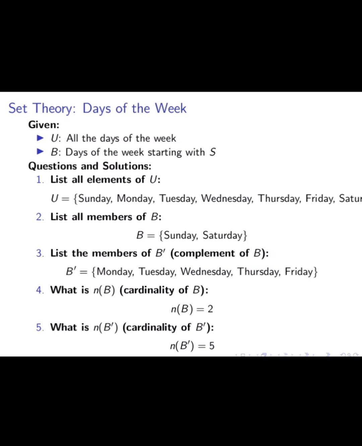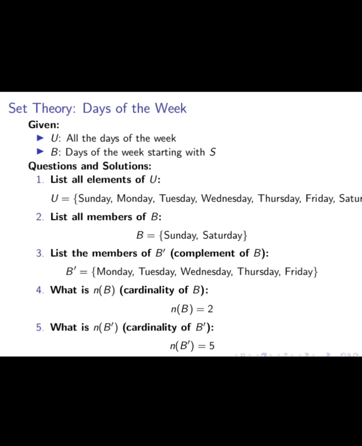B prime, that's the complement of B. When we say complement simply means you are taking away the two values, the two members of B from the universal set. So when you take Sunday and Saturday from the universal set, you have 5 days left, which is Monday to Friday. Then, secondly, we are asked to find the cardinality of B.